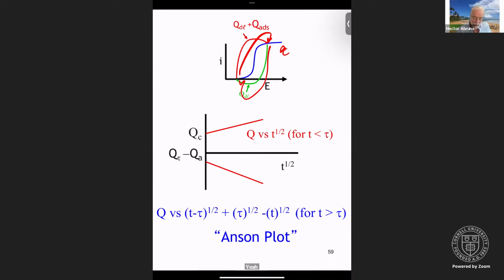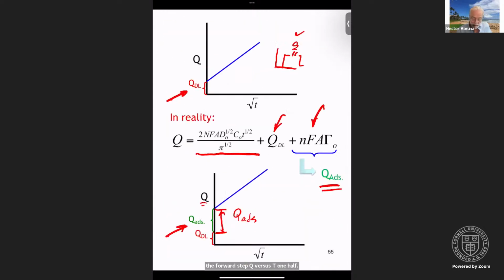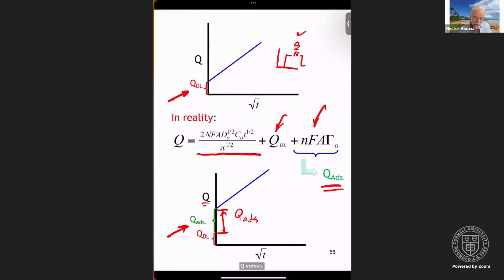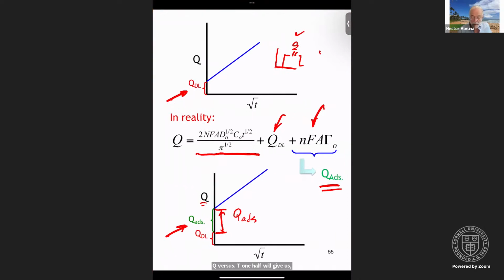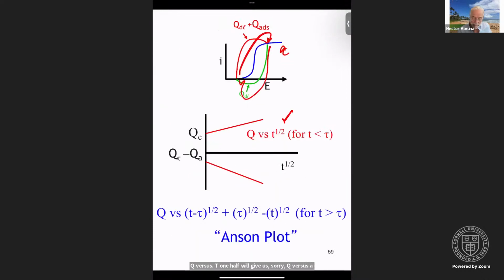And as we saw before, for the forward step, Q versus t^1/2, right? Because that's what we were told that we should do. Q versus t^1/2 will give us Q versus square root of time here. And then for the reverse, Q versus t^1/2.